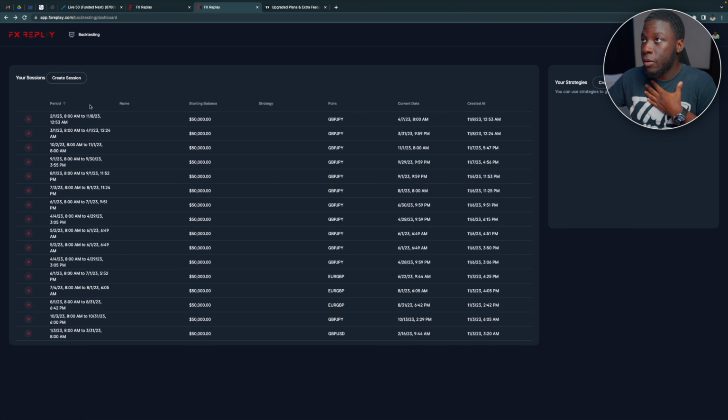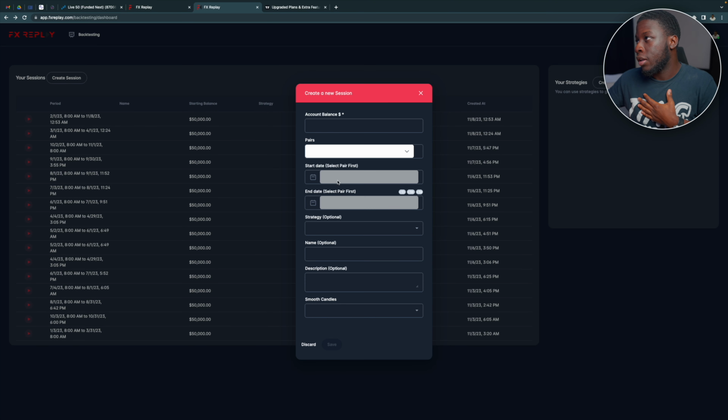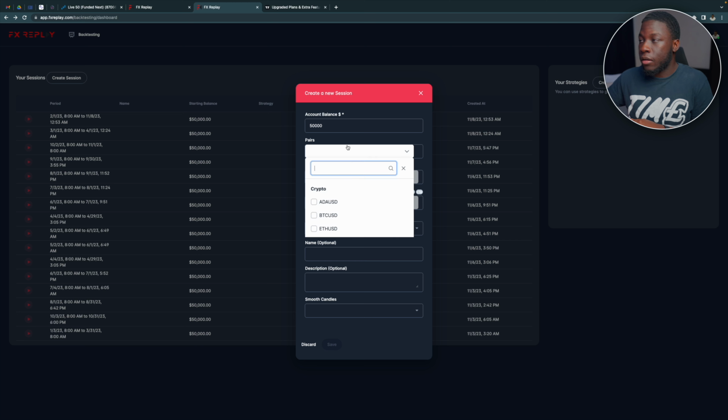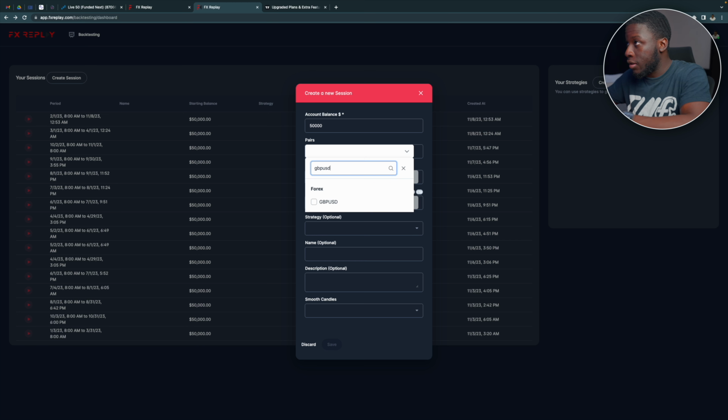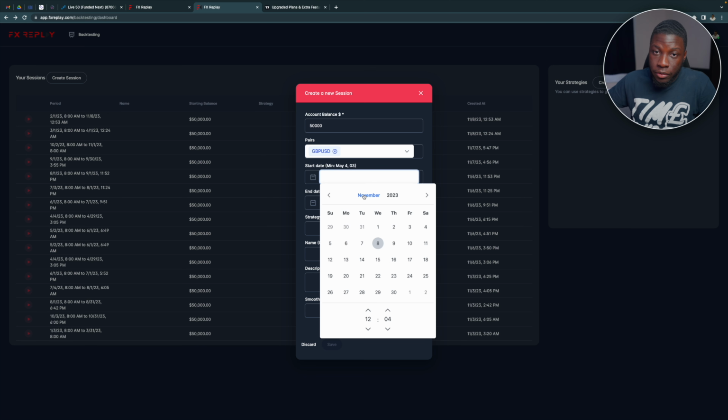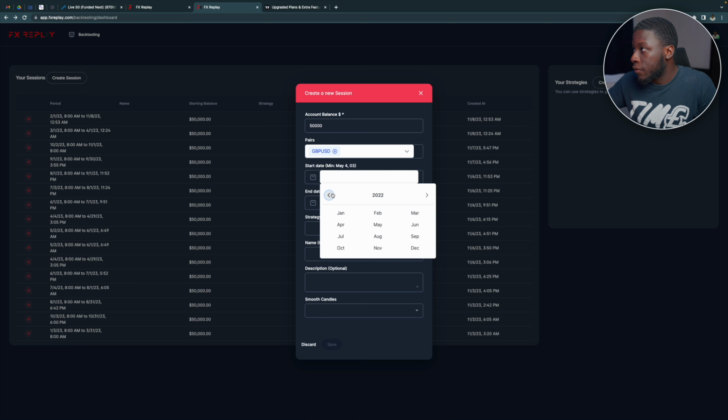Now, FX Replay simply works by, you create a session and then you're able to type in your account balance. For example, we're just going to use 50k. There are so many pairs that you can use. So in this case, let's just say GBP USD, because that's a common one. And now once you've done that, you can put the month that you want to backtest. You can go as far back as almost as long as you want.